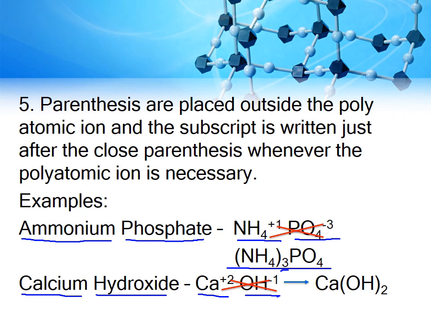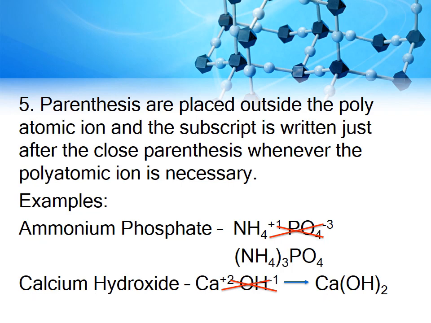So since we are dealing with the polyatomic ion hydroxide and the subscript that we will put around the polyatomic hydroxide is greater than 1, it is 2. So therefore, we will put a parenthesis around hydroxide before putting the subscript 2. So the correct formula now of calcium hydroxide is Ca(OH)2.